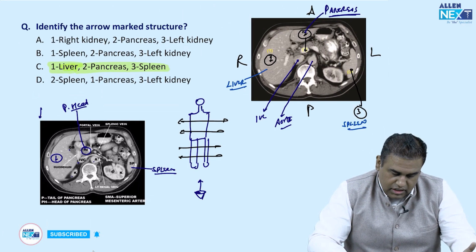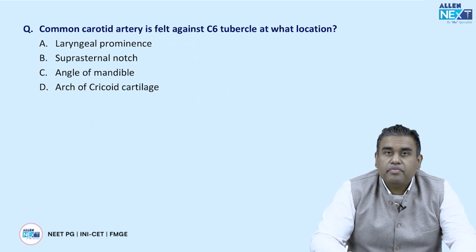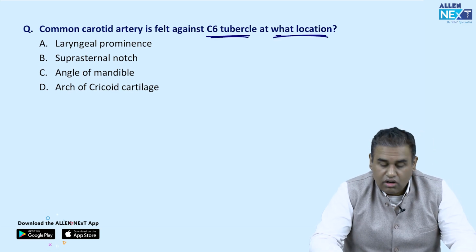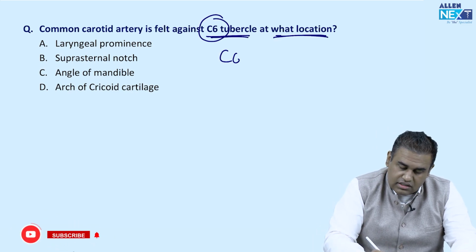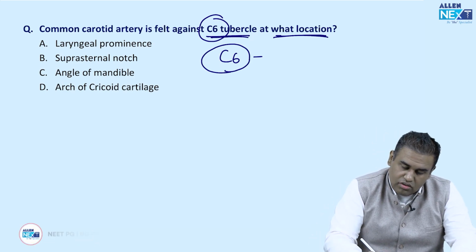Okay, so over here the answer was option number C. Coming to the next one, the common carotid artery is felt against C6 tubercle at what location? They're already saying C6. Again, the topic is vertebral levels. Now, C6 we all know is a location of cricoid cartilage. Sir, where is cricoid cartilage?